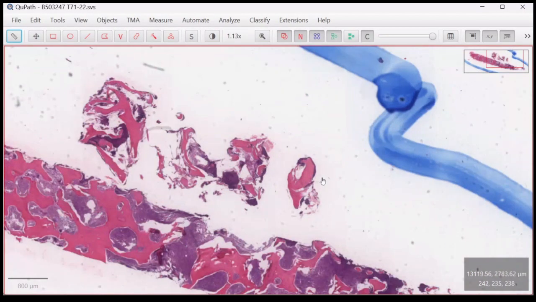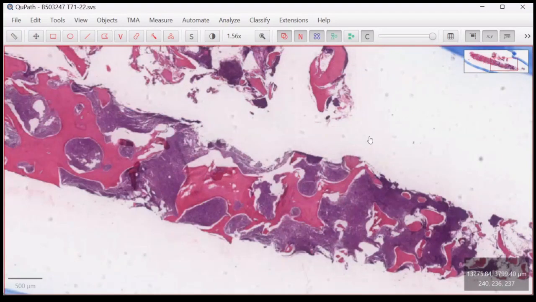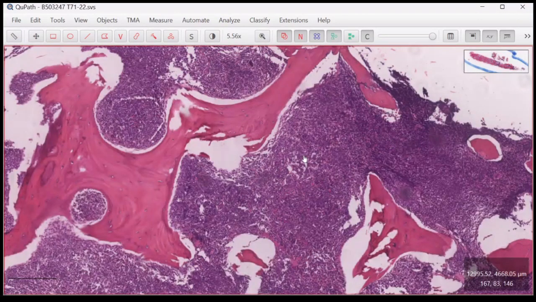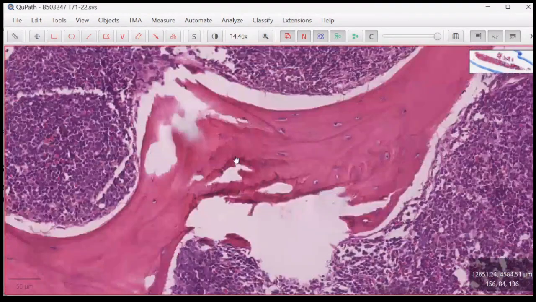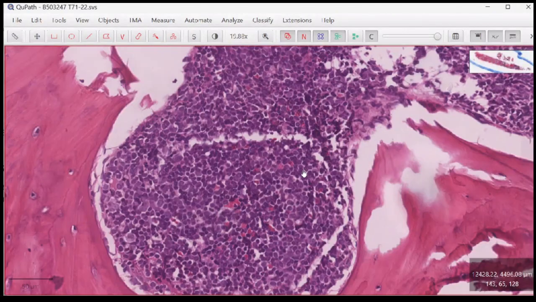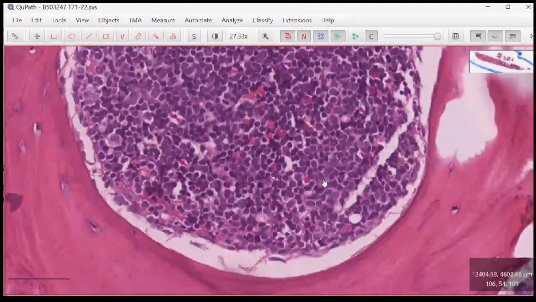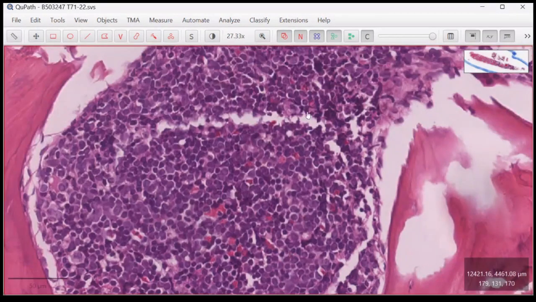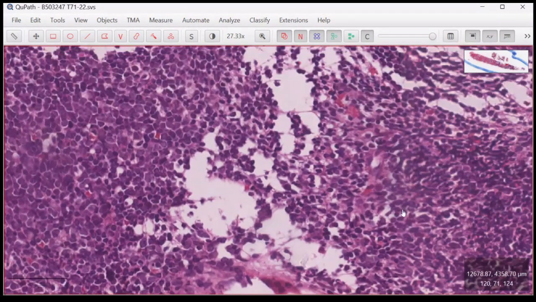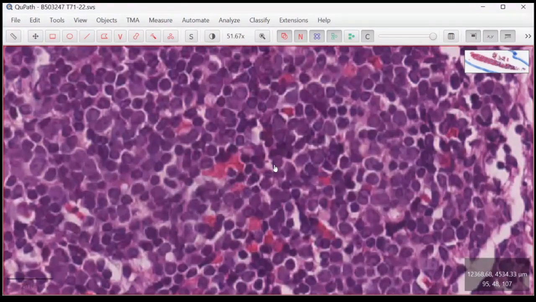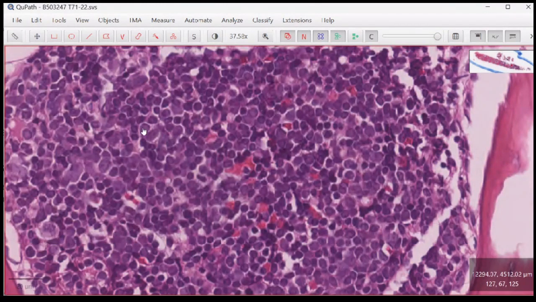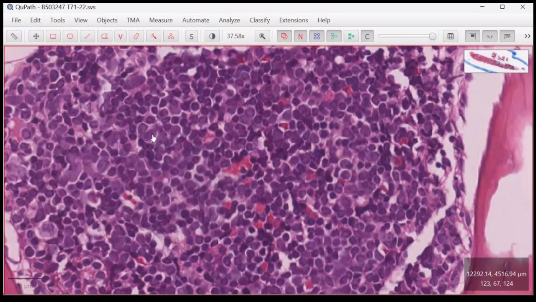Okay, this is the marrow, hypercellular. We have no problem in the diagnosis here. Hypercellular marrow with depletion of normal hemopoietic precursor cells. And the cells are large, mononuclear, displaying fine chromatin and conspicuous, often large, nucleoli.